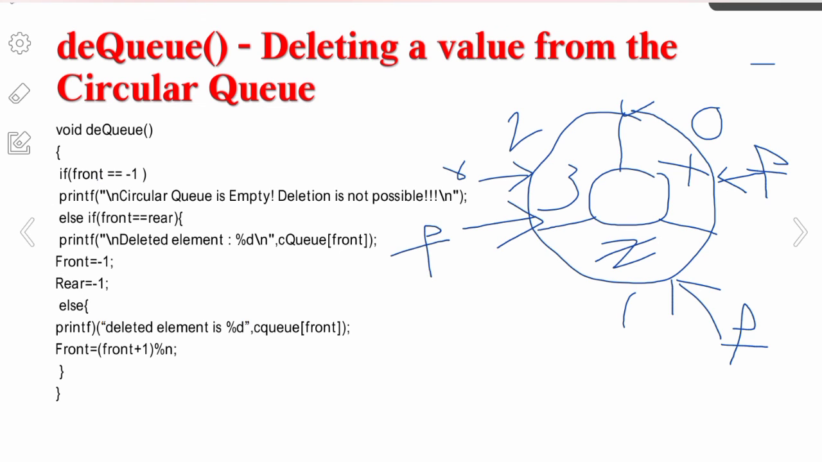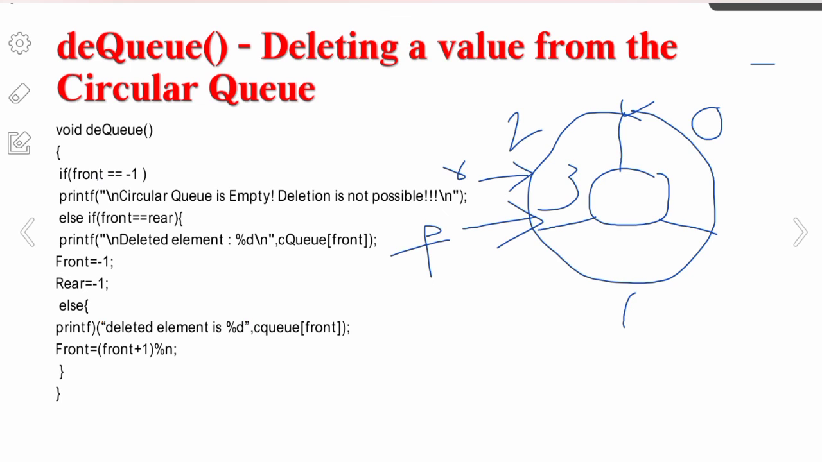Now this condition is met: else if front equals rear. That means there is no data available in the first location and 0th location, since front has performed the deletion operation on them. There is data available only at the second location. So front equals rear. This type of case will occur when there is only one element available in the circular queue.